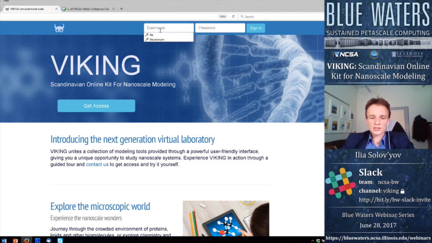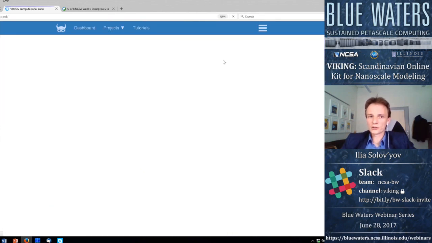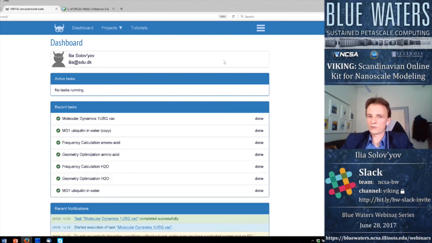So the first thing is one needs to log in using the username and the password that all the registered users obtained from us before. Once this is done, you can log in and you get to the front page, the so-called dashboard in your Viking account.